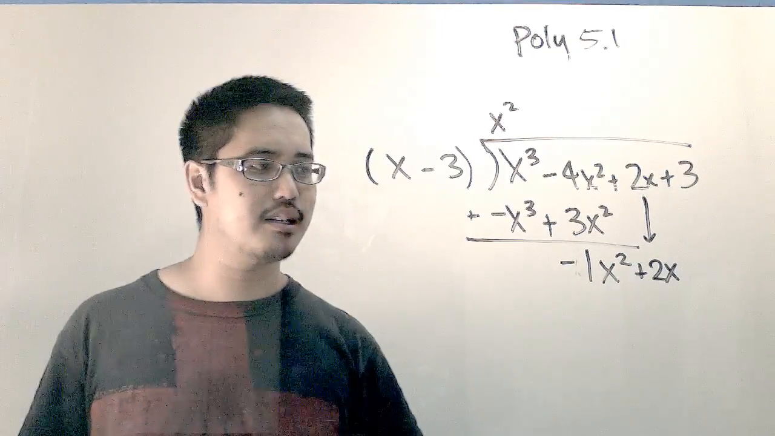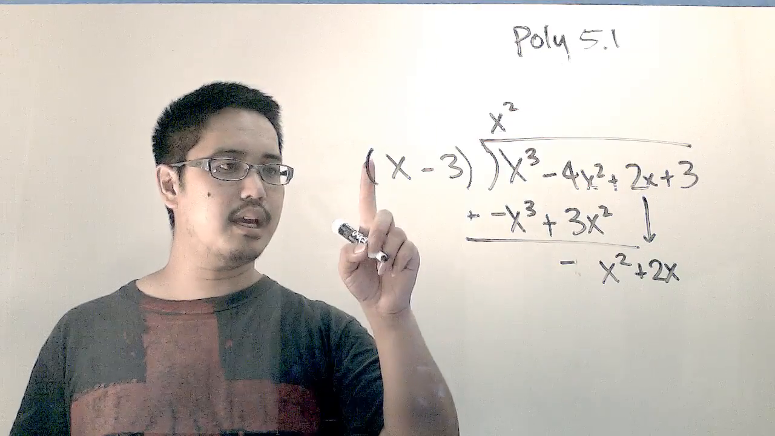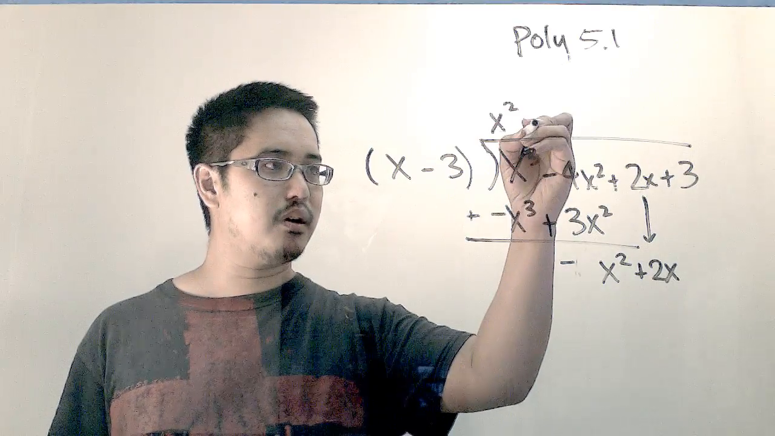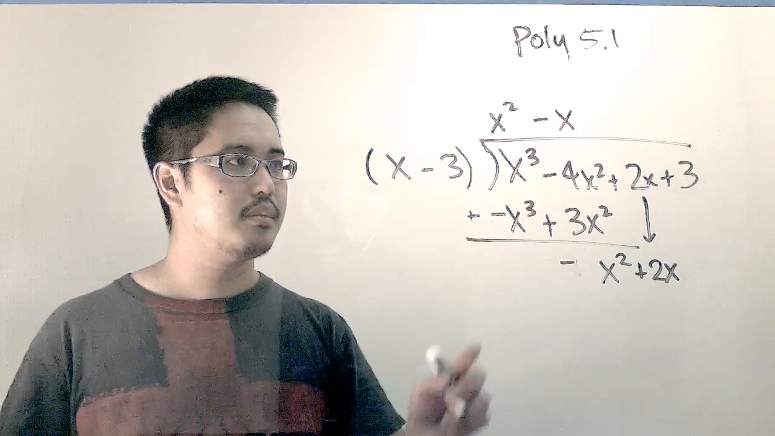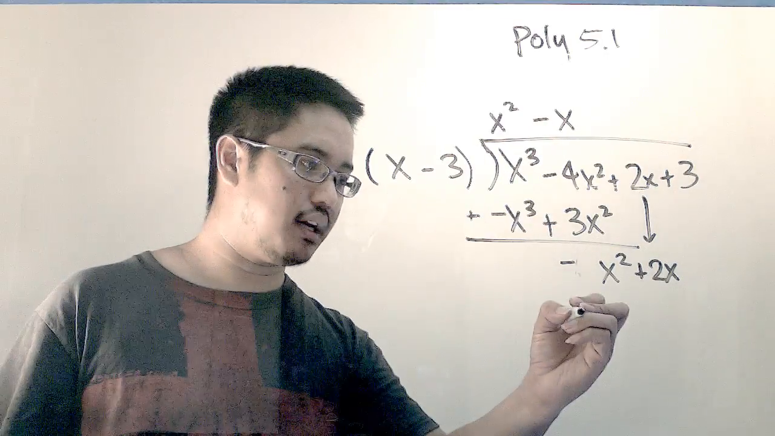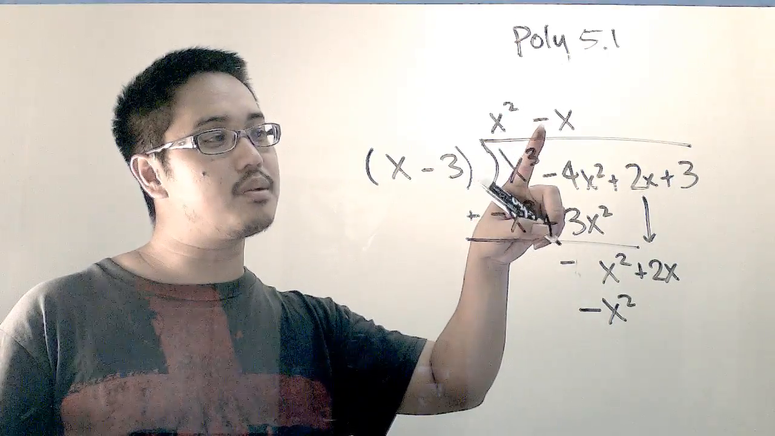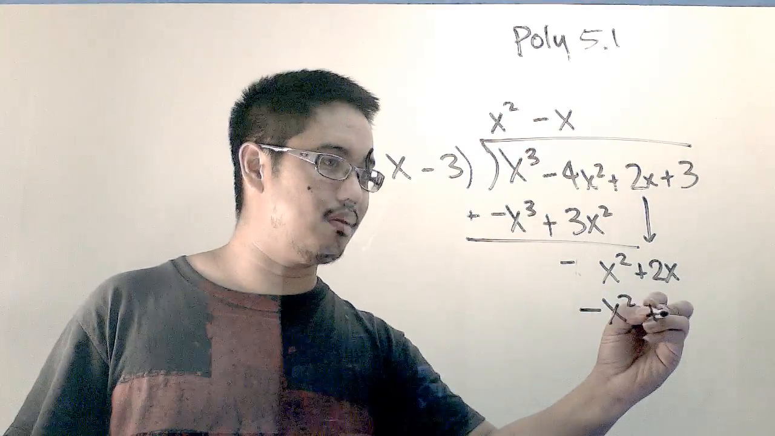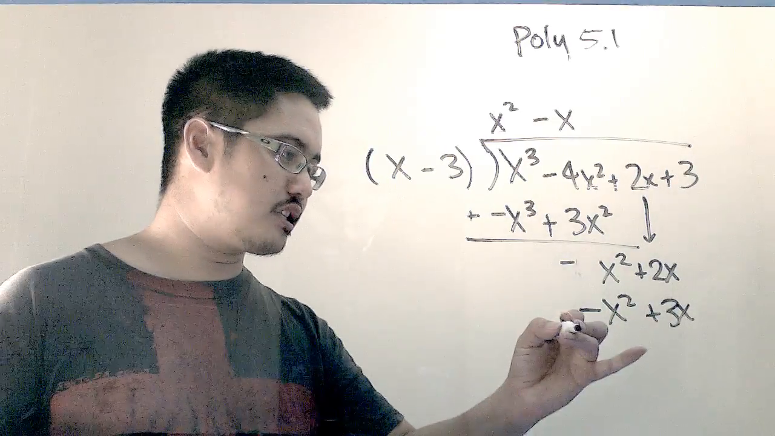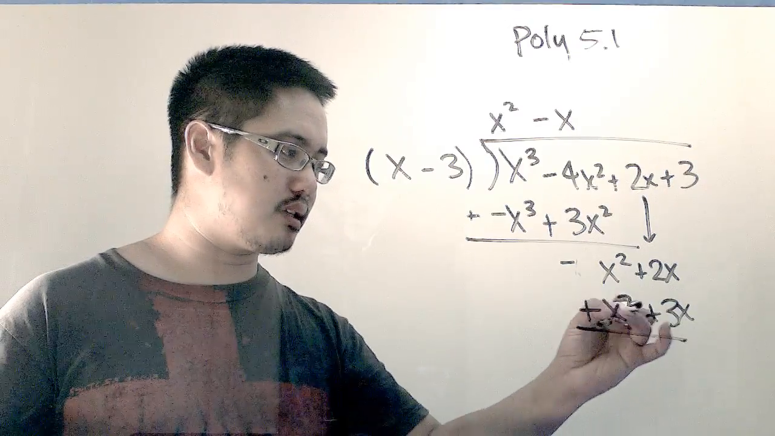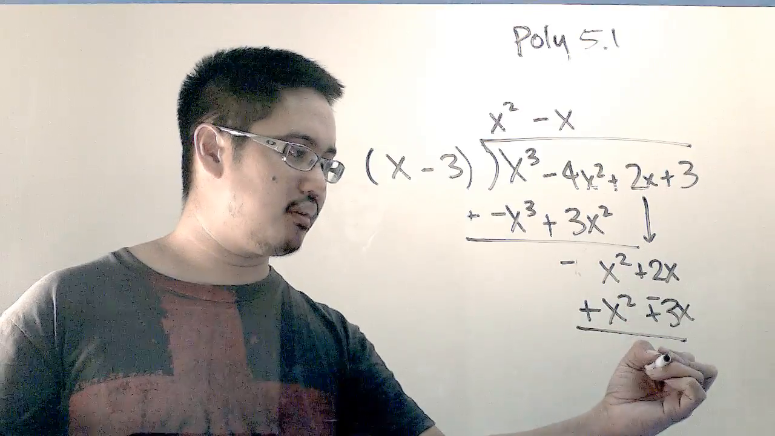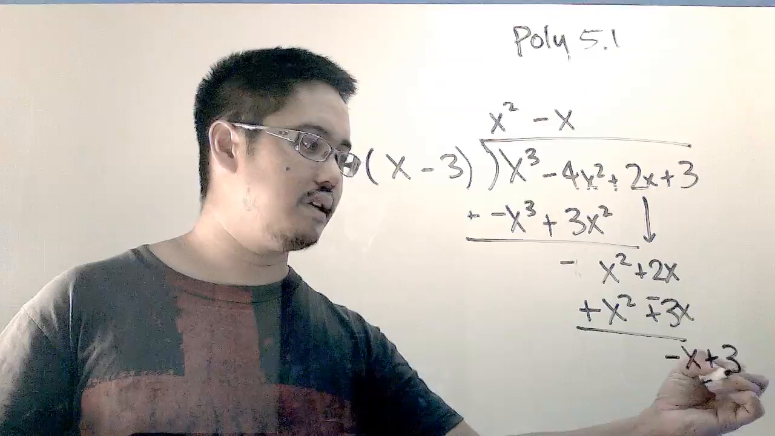And then we play this game again. What do you multiply x by to get a negative x squared? Well, I would need to multiply that by a negative x. Because negative x times x gives me negative x squared. I remember to multiply this negative x by this thing, and I'll get positive 3x. Now, remember, change the sign of everything over here so that becomes a positive and a negative. Because I want these to cancel out, which will happen. And then this will give me negative x plus 3.